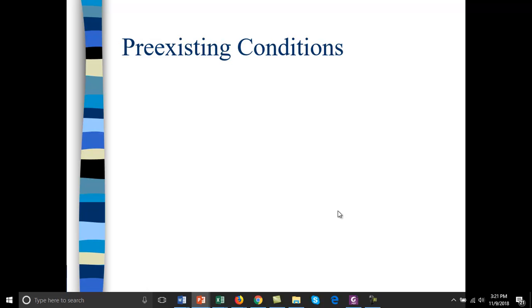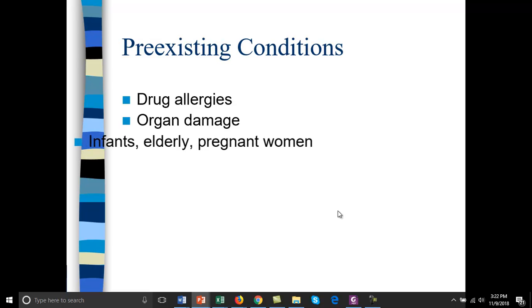Okay. We also have to look at the existing condition of the patient. So does the patient have some type of pre-existing condition? Have they experienced allergies to this particular drug, like penicillin or amoxicillin or Augmentin? Do they already have organ damage? Are they a heavy drinker? Are they a heavy smoker? Do they have damaged lungs? Do they have a damaged liver?